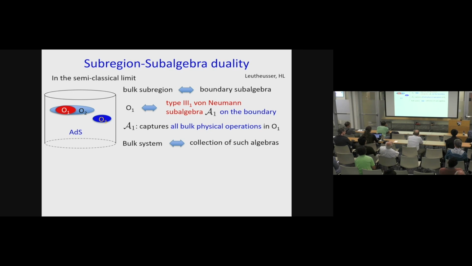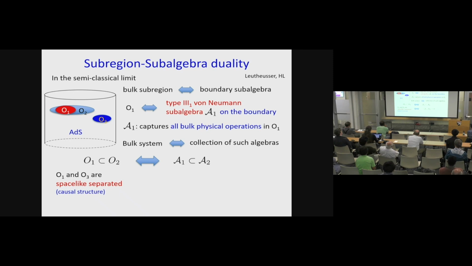So let me give you some very simple, intuitive examples of how the properties of these regions are captured by these algebras. Say, for example, O1 is a subset of O2. And so this is simply reflected: the algebra A1 would be a subset of the algebra A2 corresponding to O2. Okay? And for example, O1 and O3 here are space-like separated in the bulk. And so this reflects the bulk causal structure.